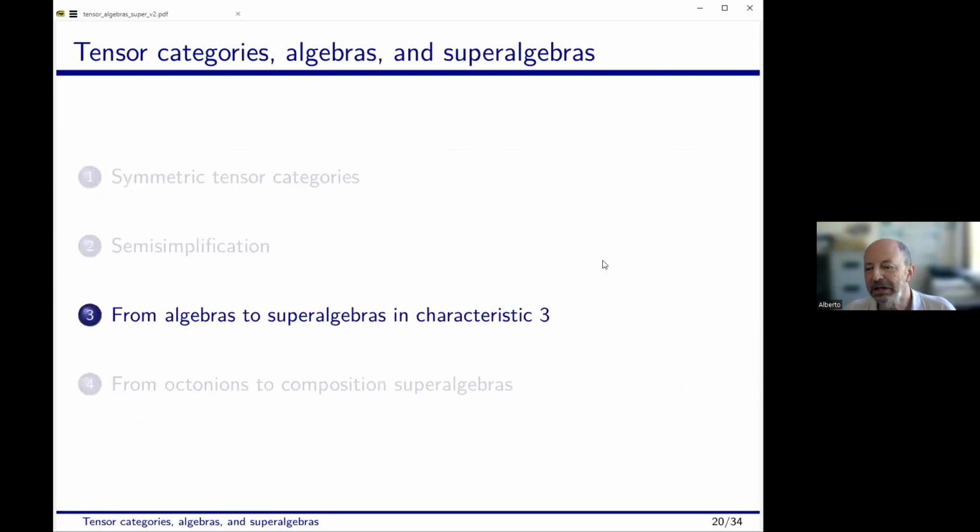So now, what is the recipe to go from algebras to superalgebras? In characteristics, I will talk a little bit, just a little bit about other characteristics, but this is something that works well essentially in characteristic 3, and in a way it explains why in several varieties of algebras characteristic 3 presented some completely new objects that are specific of this characteristic and not others. This happens for Lie algebras, this happens for composition algebras, and so on.